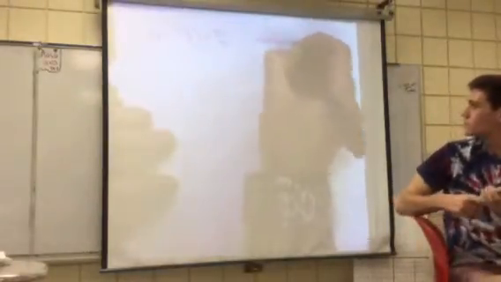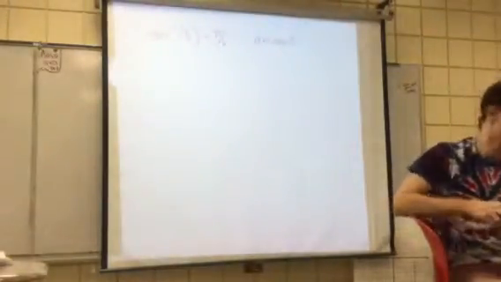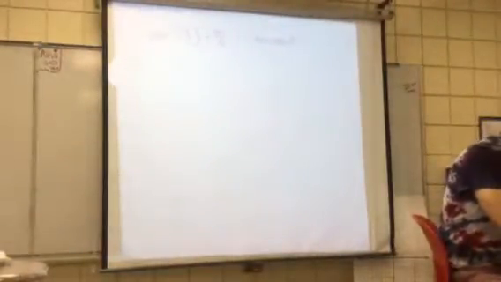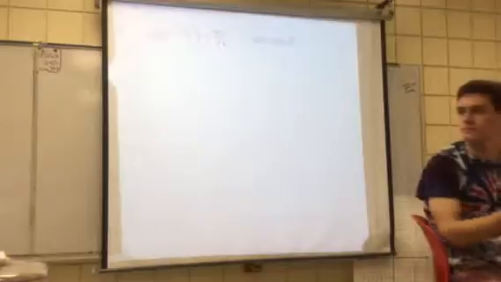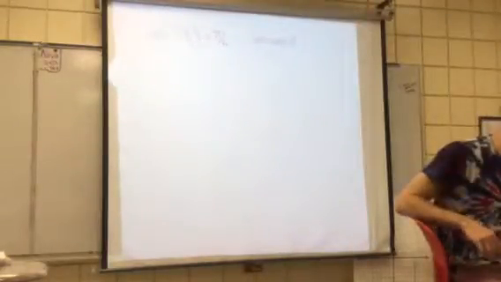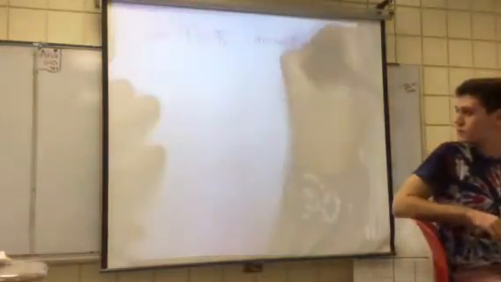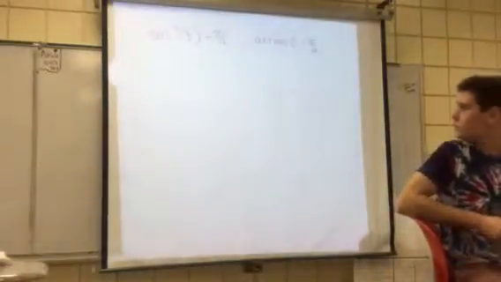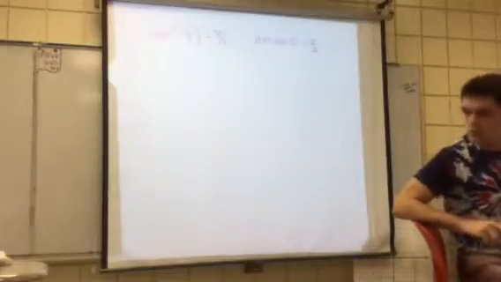Arc cosine of 0. All that means is inverse cosine. So what do we use for inverse cosine at 0? Pi over 2. So your angle would be pi over 2. So arc cosine just means inverse cosine.